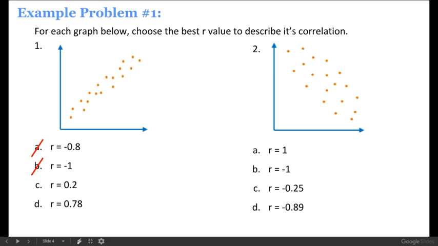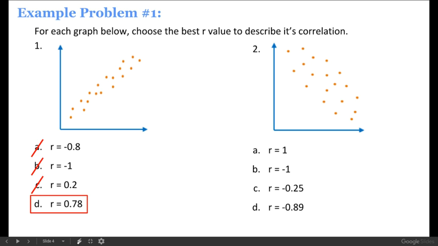And that's when I'm going to ask myself, does this look a lot like a line? Yeah, it does. It looks a lot like a line. I would describe this as strong, positive. So which number is closer to 1? It's D. So D is the best correlation. 0.2, that would be a weak correlation. So that's why you don't want to pick that. 0.78 is strong.